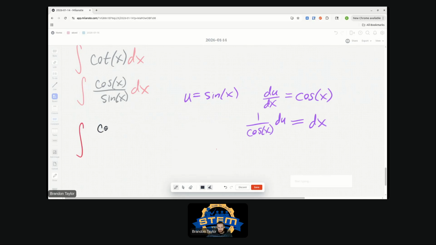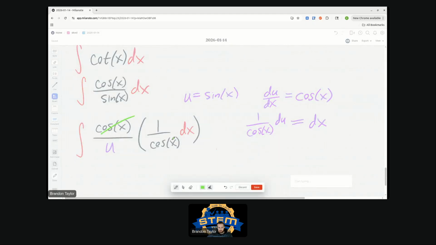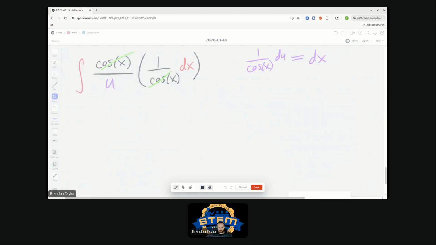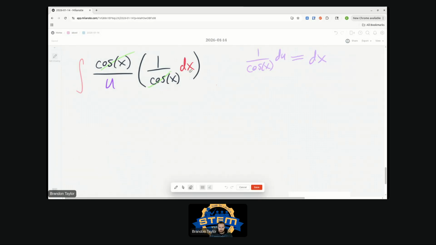And then we have the integral of cosine of x over our sine, which is now going to become u. And then the dx is going to be 1 over cosine du. If we cancel cosine of x and cosine x, what do we get? We get 1 over u, or sorry, that should be du, not dx. My mistake. So now this becomes 1 over u du, positive, not negative.